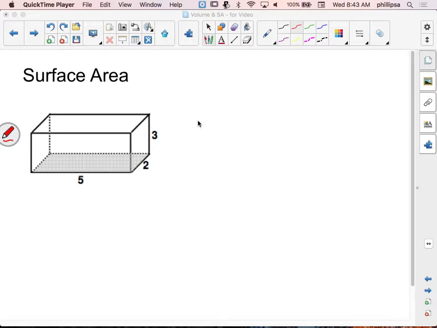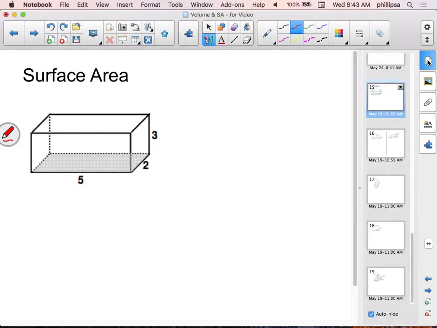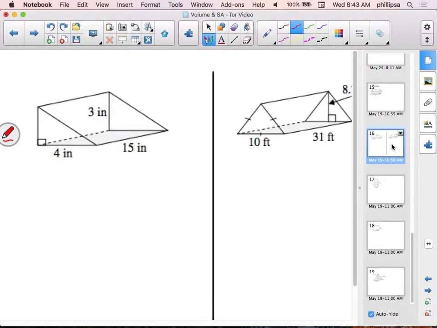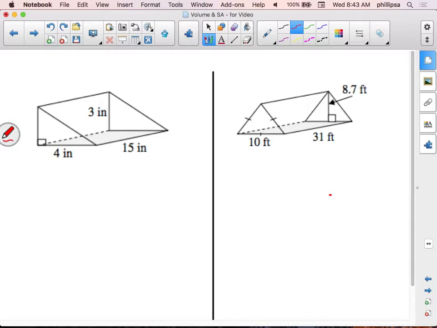Now, compared to volume, there is a bit of a shift. You're just in square units, not cubic units. You're only multiplying 2 dimensions, not 3 dimensions. Surface area is really just covering the outside, so you're covering a bunch of 2-dimensional figures. In a rectangular prism, you're covering 6 rectangles. In a triangular prism, you're covering 2 triangles and 3 rectangles.